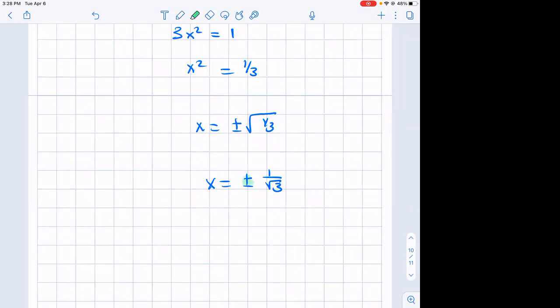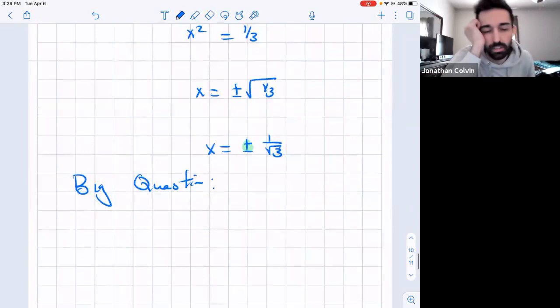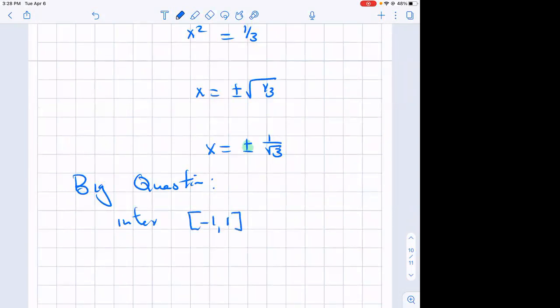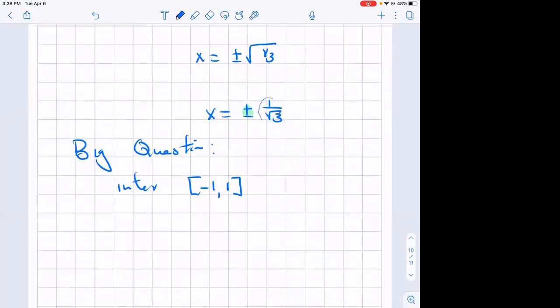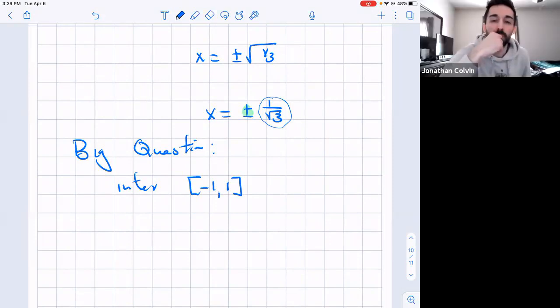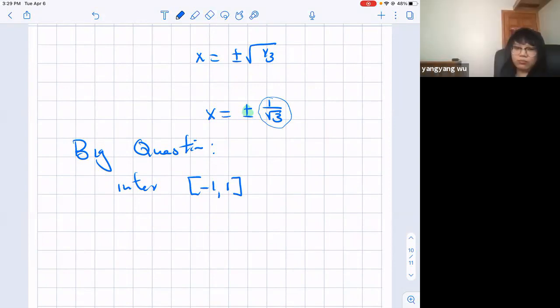What was the interval? Negative 1, 1. Okay. Now, this number here, it's smaller than 1, isn't it? Is it smaller than 1 or bigger than 1? Check it in your calculator, guys. What is 1 over the square root of 3? Smaller than 1.